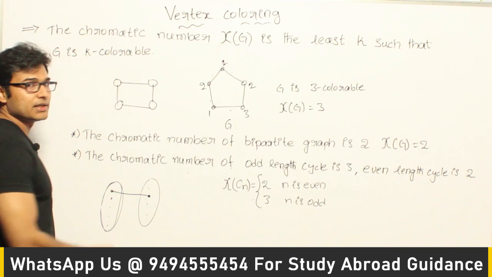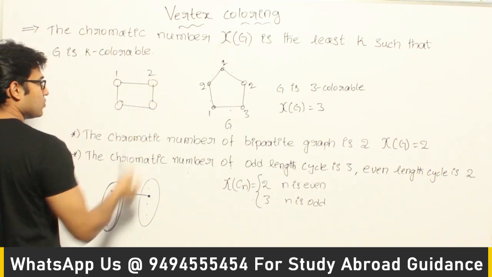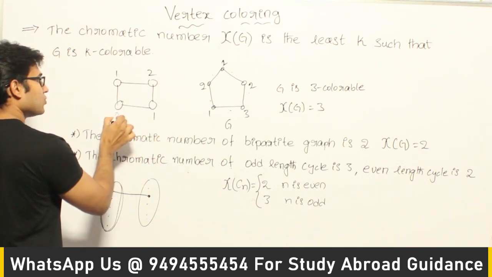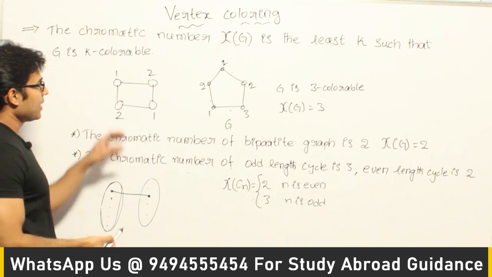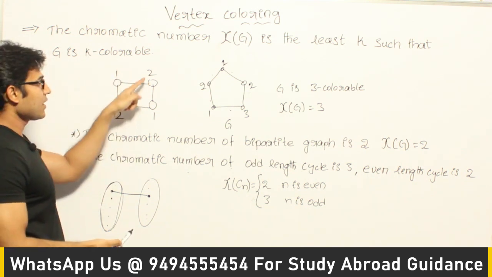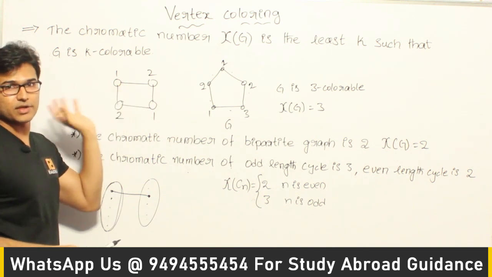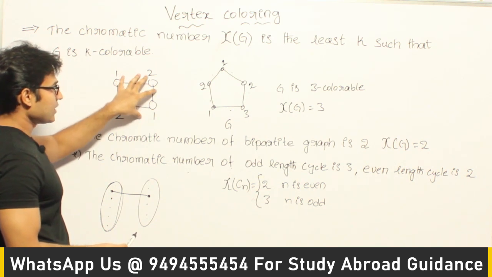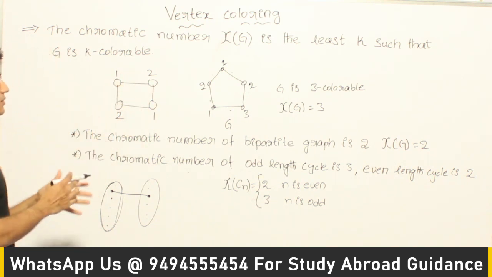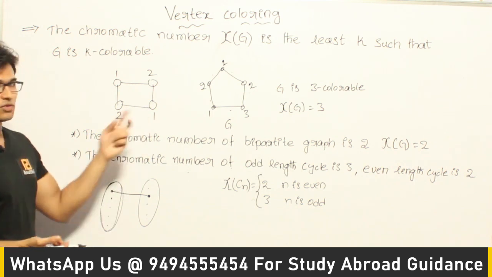If this is the even length cycle, if you apply color 1 to this and color 2 to this, again you can apply color 1 to this and again color 2 to this. See this, by applying colors like this, no two adjacent vertices have the same color. So I am talking about a cycle, not the complete graph. If there is an even length cycle, then you can color the entire cycle. It doesn't matter how many vertices you have. Even if you have 6 vertices, 2 colors are required.